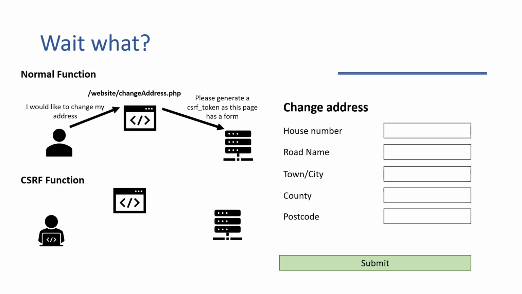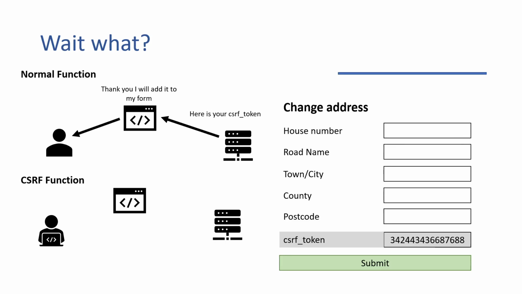So you tell the web browser you'd like to change the address, and the web browser loads up this page, change address. But what it's actually doing is also generating a CSRF token on that form. So it generates it and puts it into the form before it loads it to the user. So we've got all of our address columns and then this hidden input called CSRF token.